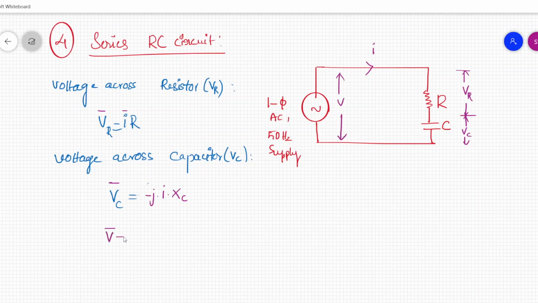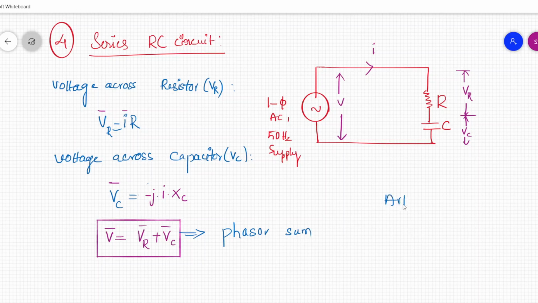So that is V bar equal to VR plus VC. This is nothing but two voltages in series, so we are going to add them. This is the supply voltage here. Here this is a phasor sum, not an arithmetic sum. What is the difference between phasor sum and arithmetic sum? Arithmetic sum is 4 plus 3, which is 7. But when it comes to phasor sum or vector sum, it will be 4 bar plus 3 bar.